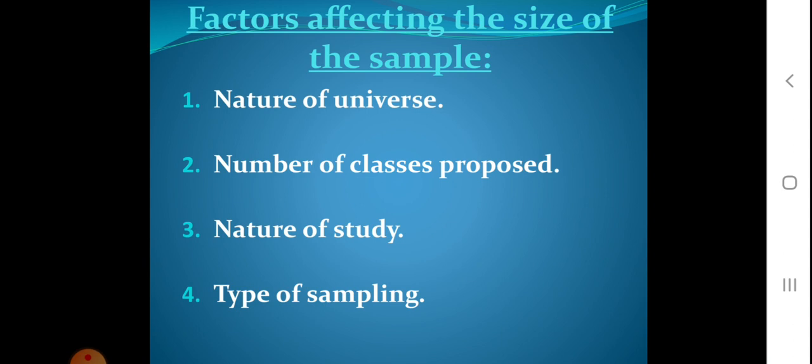In other words, if the sampling method is restricted random sampling, a small sample will be enough. In case of simple random sampling, more numbers may be selected to ensure representation of all. Cluster sampling demands a larger sample compared to stratified sampling.